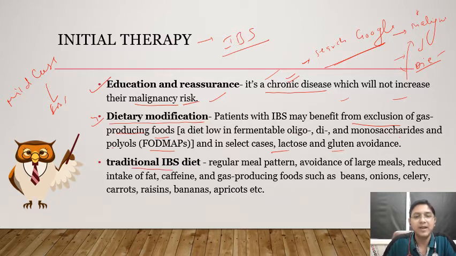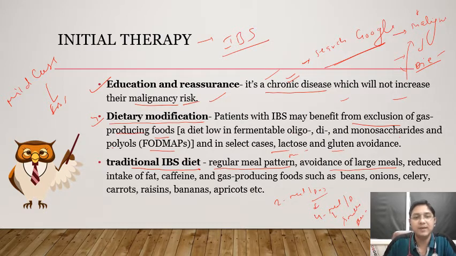So what kind of diet are you going to advise? A regular meal pattern. His meal pattern must be regular, and he has to avoid large meals. If an IBS patient is having 2 meals per day, you have to counsel them that rather than 2 meals, he needs to take 4 meals per day, which must be in small quantities, right?